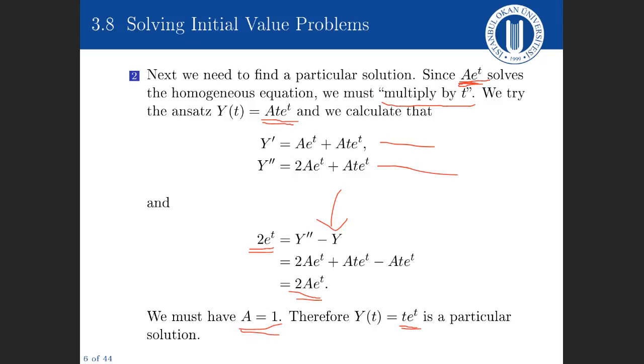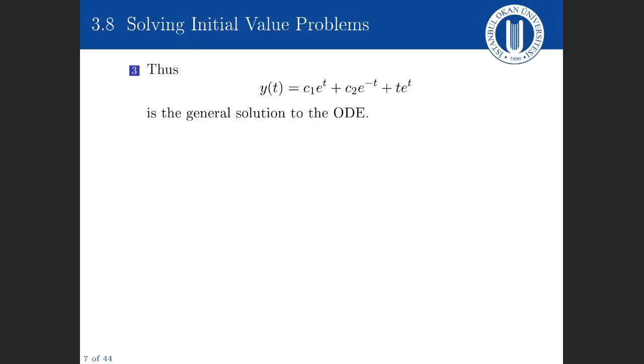Okay, step 3, add them together. Underlined in orange, I have the general solution to the homogeneous equation, and then underlined in red, we add on a particular solution to the non-homogeneous equation. This is the general solution to the differential equation. After we've found this, we can find the constants C1 and C2.